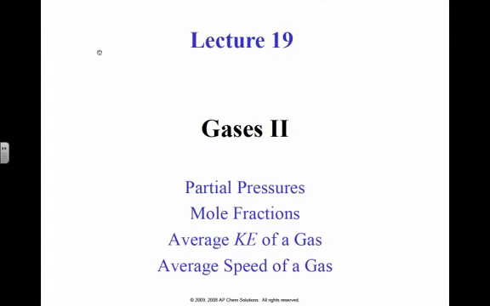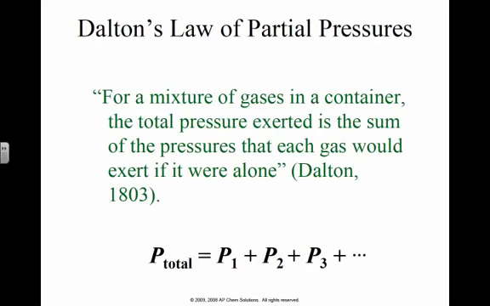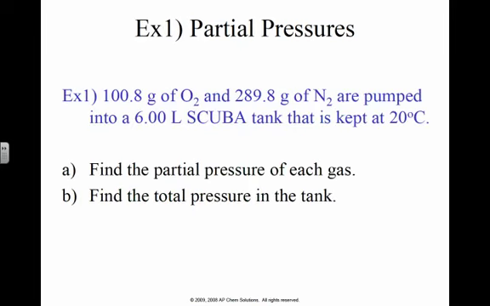Okay, Lecture 19 is going to coordinate with this week's homework, which is titled Lecture 13 or 19, Gases Part 2. Some of this stuff we've already gone over, but some of you guys still need this. Dalton's law of partial pressures: for a mixture of gases in a container, the total pressure exerted is the sum of the pressures that each gas would exert if it were alone. John Dalton. That's P1 plus P2 equals P total.